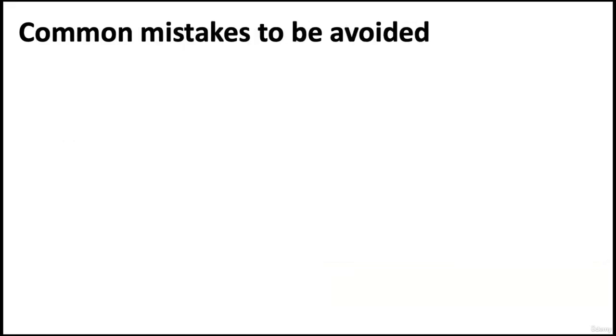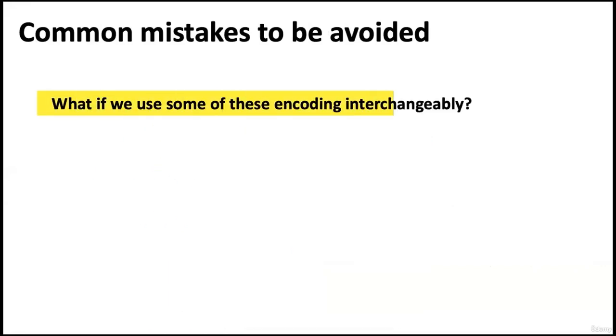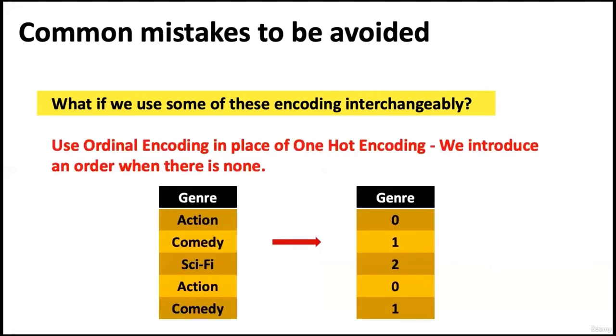Now let's move on to the common mistakes to be avoided. In a way, you already got a hint related to that. Let's say we use these encodings interchangeably, will that be wrong? For example, let's say we use ordinal encoding in place of one-hot encoding. We introduce an order when there is none.